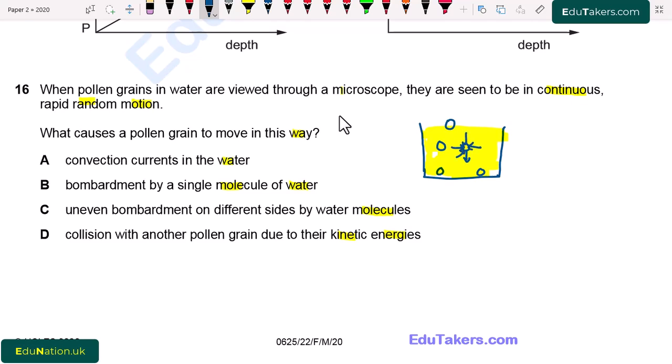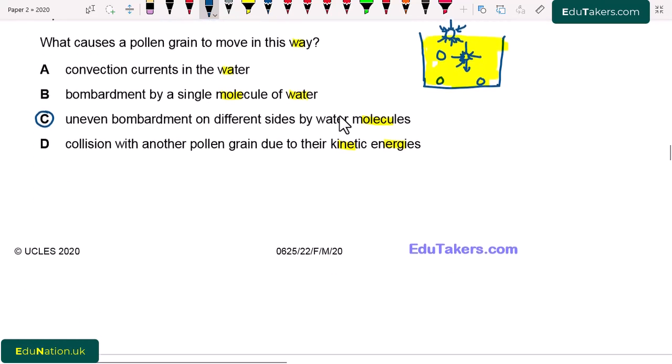But the green one that is on the surface of the water is only bombarded from the bottom, not from the upward direction. It means that there is uneven bombardment on different sides by the water molecules, due to which the pollen grains are in continuous random motion. So from here option C is correct, which shows uneven bombardment on different sides by the water molecules.